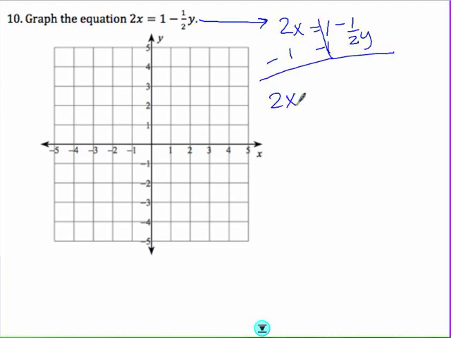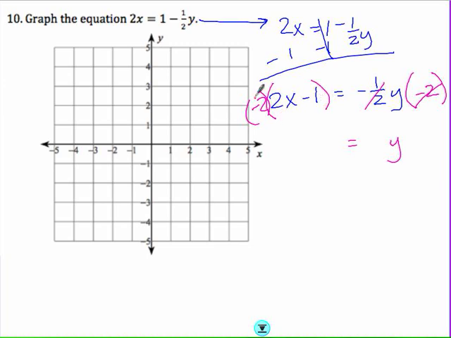So you've got 2x minus 1 equals negative 1/2 y. But I want that y to be by itself. It's still not alone. So I'm going to multiply both sides by a negative 2. Why would I do that? Well, that's going to get rid of this. Negative 1/2 times negative 2 leaves me with a positive y.